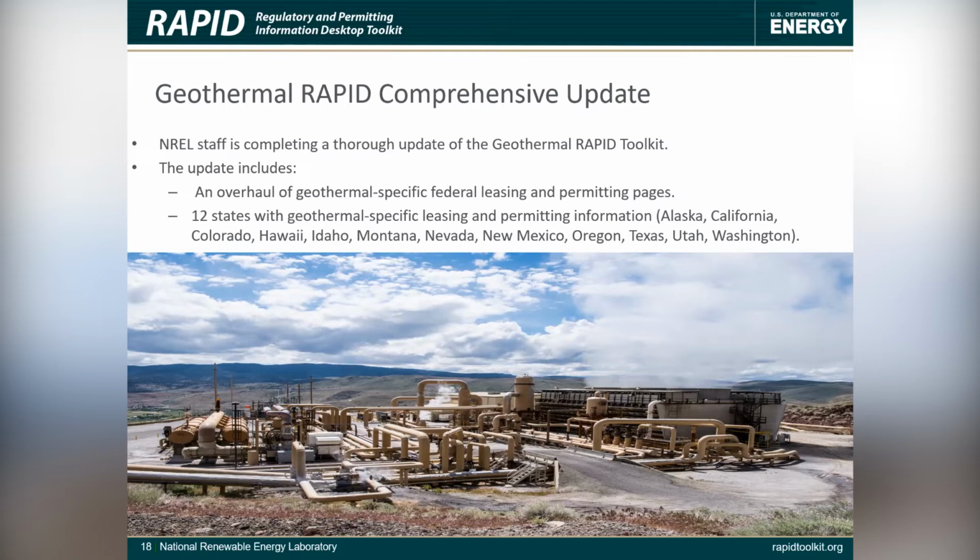And then we're also doing this for 12 states with geothermal specific leasing and permitting information, which includes Alaska, California, Colorado, Hawaii, Idaho, Montana, Nevada, New Mexico, Oregon, Texas, Utah, and Washington. And so we're in process of this now. Also aiming to be completed by the end of FY22.